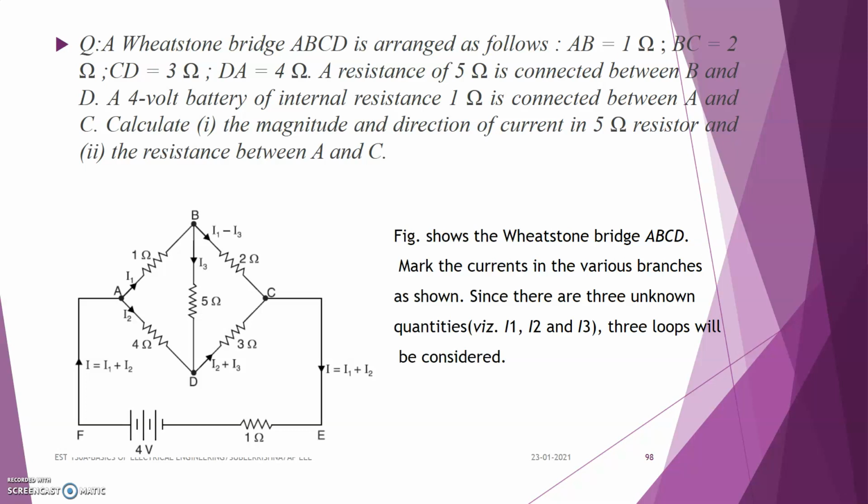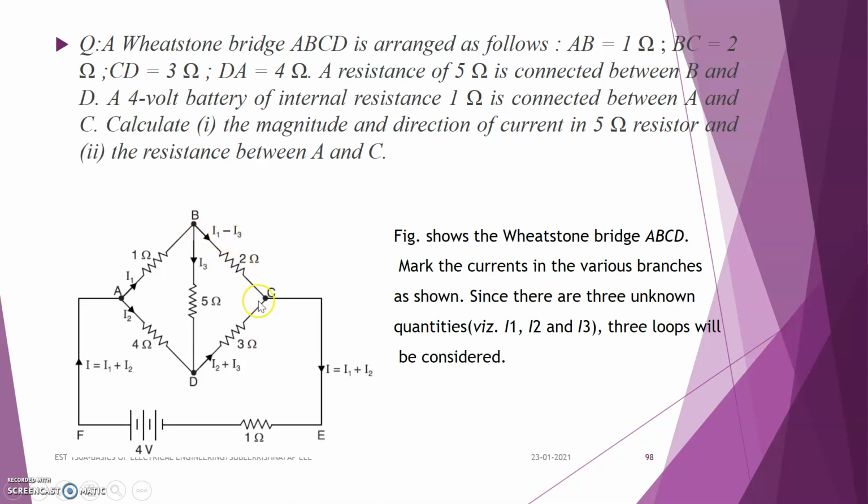Mark the currents in various branches as shown. That is, the current flowing through branch AB is I1, the current flowing through branch AD is I2, and the current flowing through the central limb, that is BD, is I3. The current entering junction B is I1, and the current flowing away from B is I3. So the difference of I1 and I3 is flowing here. So the current flowing through this 2 ohm resistor is I1 minus I3.